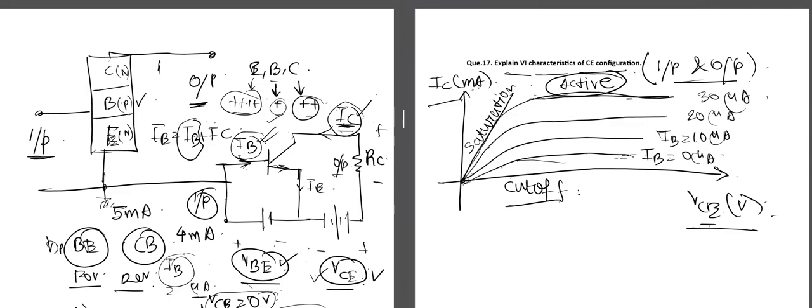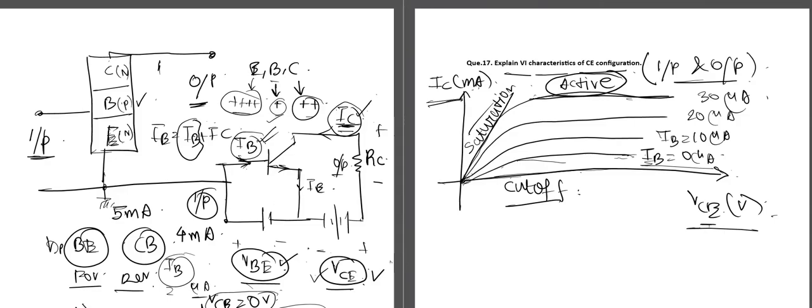And the cutoff region is the region where the input current is below this. This is the cutoff region where the input current IB is 0, or we can say this is the region below the input current equal to 0 microamps. Or we can say it is a particular point where the value of the collector current is 0 milliamps. And when both the junctions are forward biased, this is the saturation region. Now let us explain why this scenario happens.